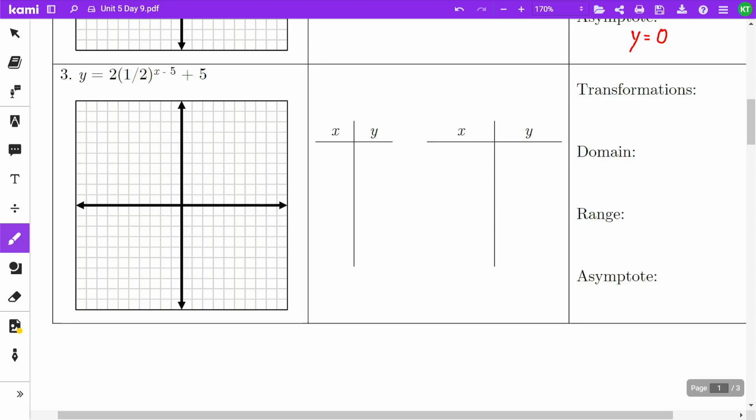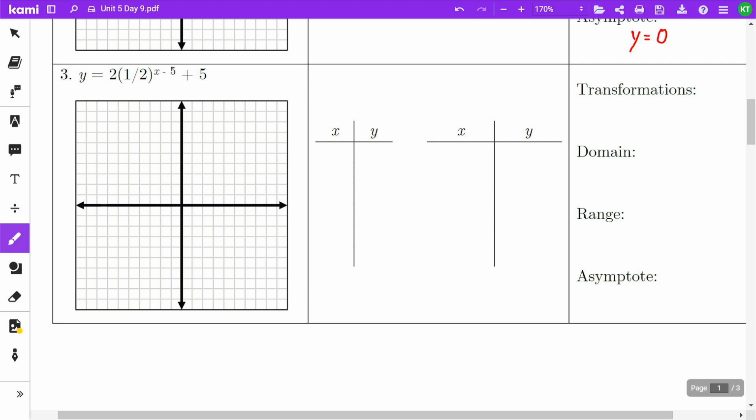Okay, so example number 3 of graphing exponential functions. This one we're going to tackle a little bit differently because our equation is going to be y is equal to 2 times 1/2 to the power of x minus 5, plus 5. And if we notice, our base is 1/2, and that's a little bit of an ugly number to work with. So we're going to convert that.